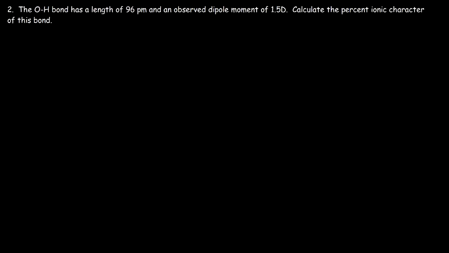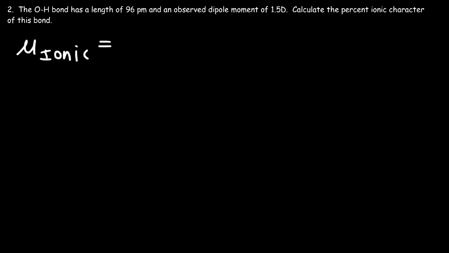Go ahead and try this problem for the sake of practice. So take a minute, pause the video, and work it out. So we have an OH bond, and we're given the length of the bond, and it's 96 picometers. And we're also given the observed, or the experimental dipole moment, and it's 1.5 debye. Calculate the percent ionic character of this bond. So let's begin by calculating the dipole moment if the atoms in the OH bond were 100% ionic.